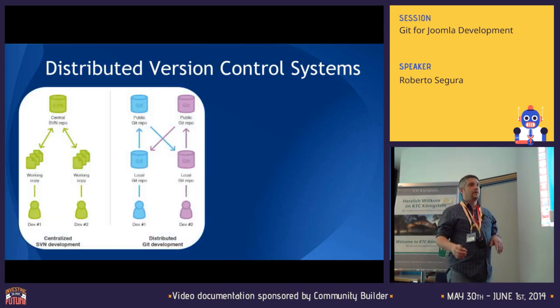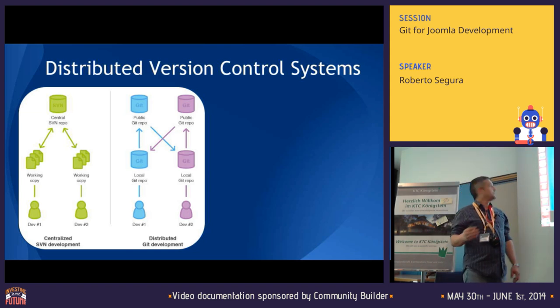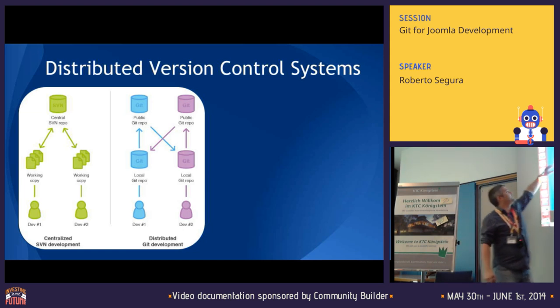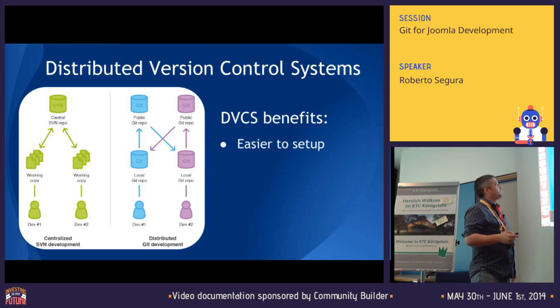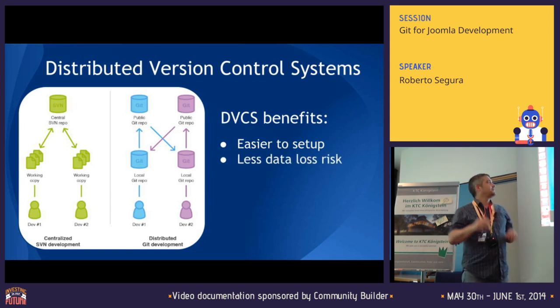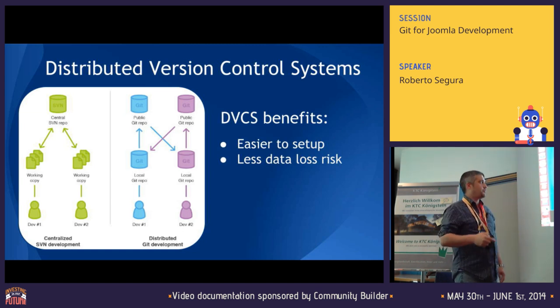Some people will know SVN. SVN was the most used version control system in the past, and this is the model: a main central server and the clients with developers working on it. Git changes that and makes each station a server itself. So in each workstation there is a full copy of the code, and it has some benefits. It's easier to set up, because with SVN you have to deal with the server. And with Git, it's really easy to set up. Just install it on your machine and initialize the repository.